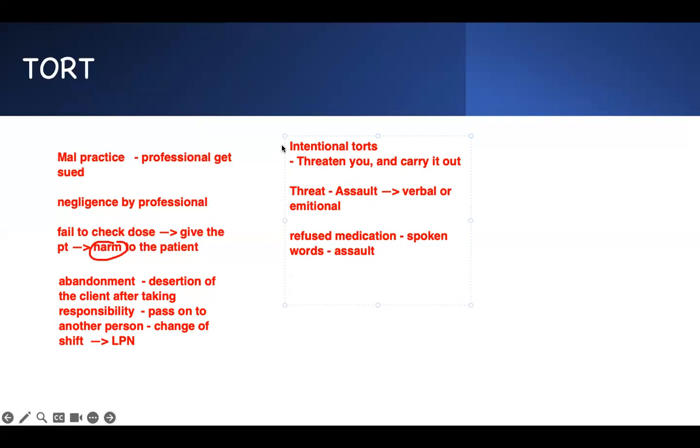If you physically take the medication and shove it in their mouth, even though they said no and they are competent, you committed battery. So you carry out the assault, the things you planned to do, you finally carry out. Like I told you, somebody wants to leave AMA and you block the door.